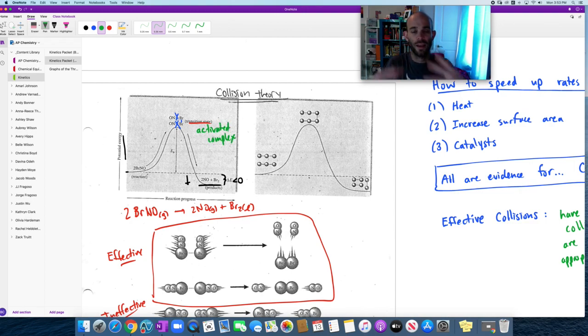A complex is a number of atoms arranged in a particular way, and activated means that it's high energy. So you have a high energy complex, an activated complex, also called the transition state.